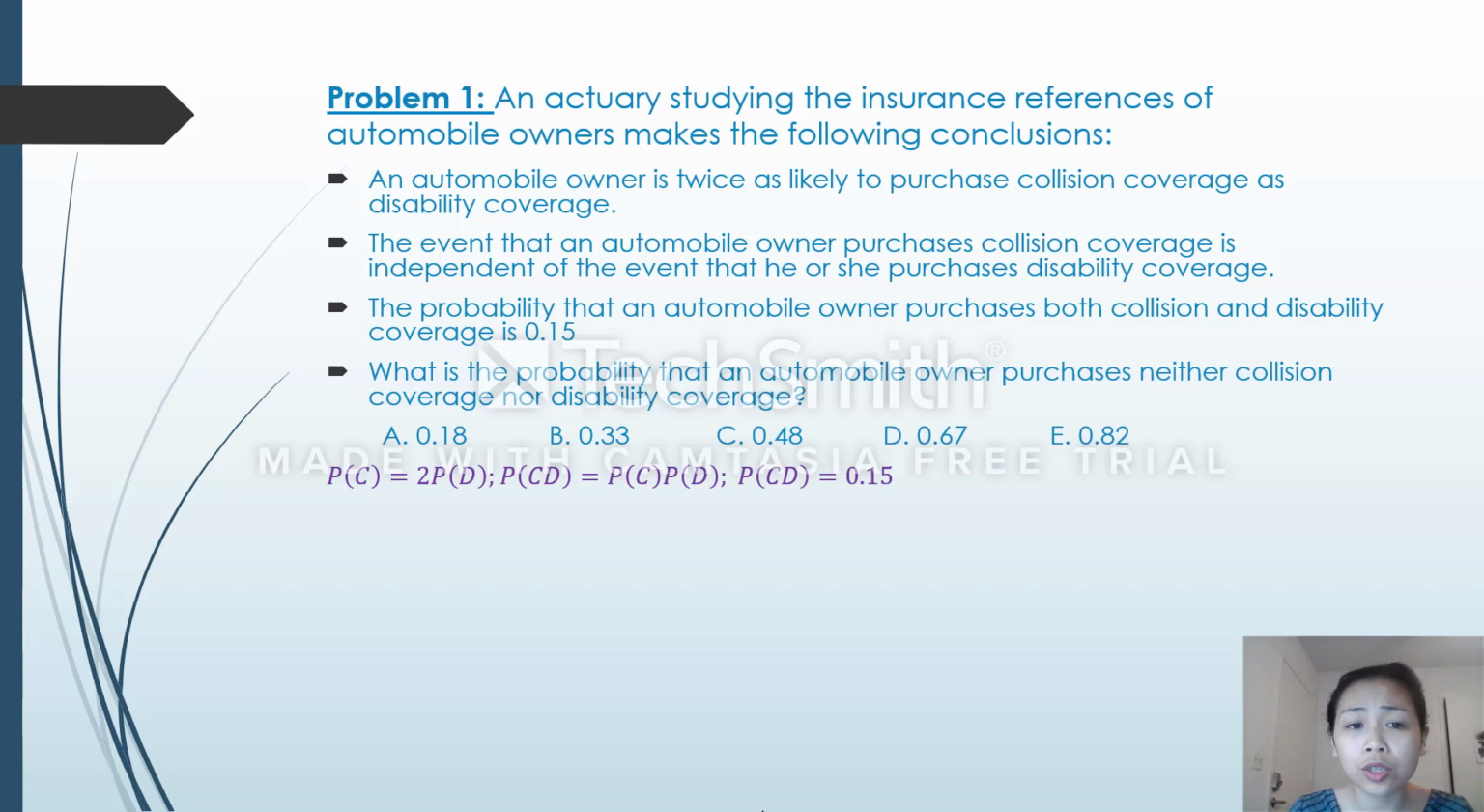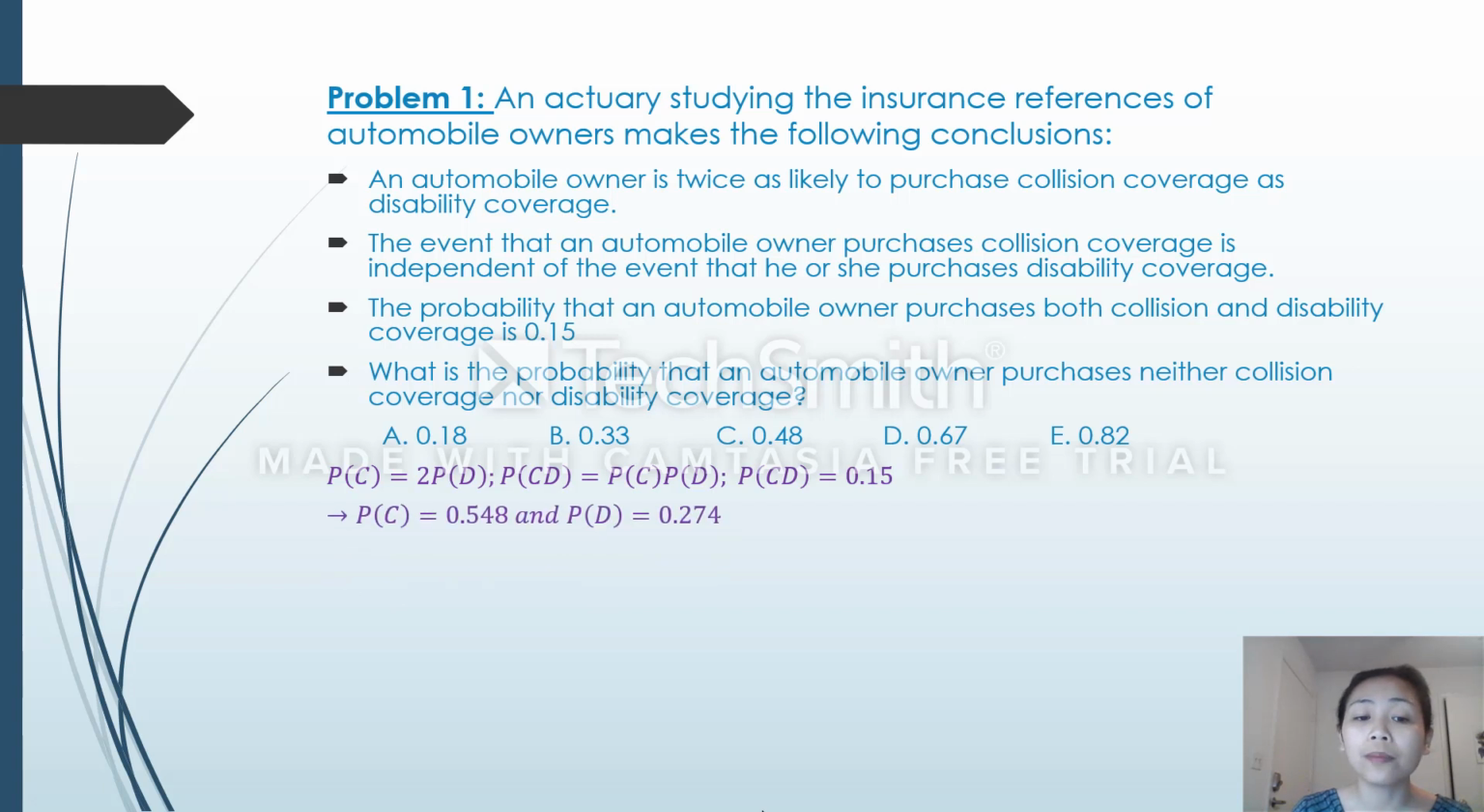Now we go to the second conclusion. The event that an automobile owner purchases collision coverage is independent of the event that he or she purchases disability coverage. So that means probability of C and D is probability of C times probability of D. This is by the property of independent events. Next conclusion. The probability that an automobile owner purchases both collision and disability coverage is 0.15. So that means probability of C and D is 0.15. And the question asks for the probability that an automobile owner purchases neither collision coverage nor disability coverage.